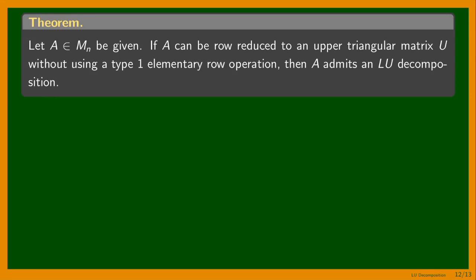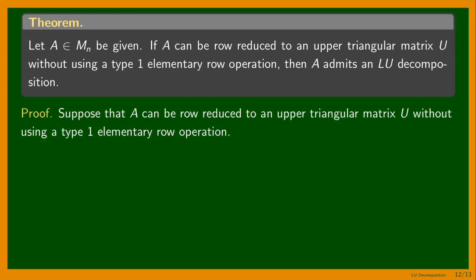We are going to prove this theorem, and I want you to take note of the steps that we're going to do in the proof, because the actual method of writing A in the LU form relies on this proof. Okay? So here, suppose that A can be reduced into an upper triangular matrix without using a type 1 elementary row operation. It means we can only use type 2 or type 3. Type 2, we can only multiply a row by a non-zero scalar. Type 3 is just eliminations. So if your intention is to transform your matrix into an upper triangular matrix, you're eliminating entries below the main diagonal. Take note of that.